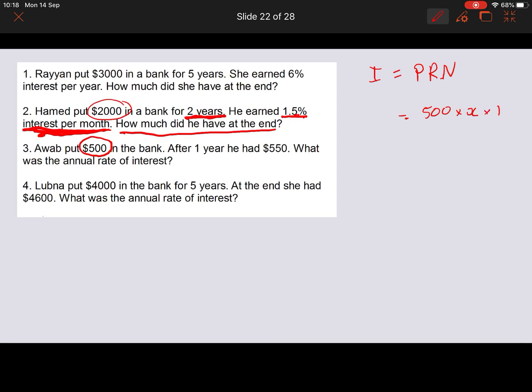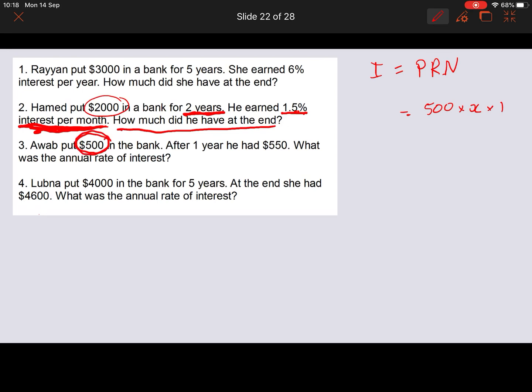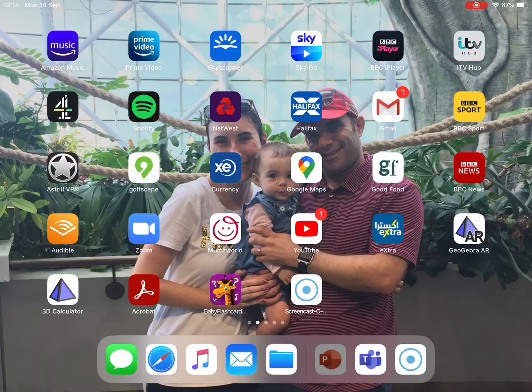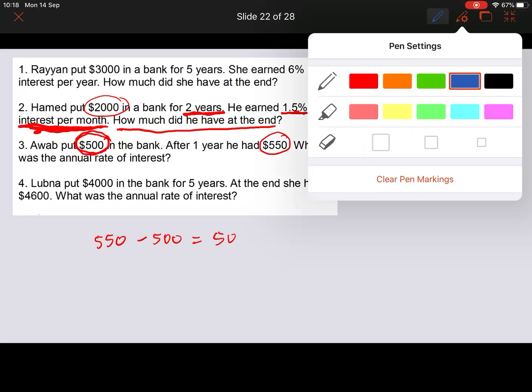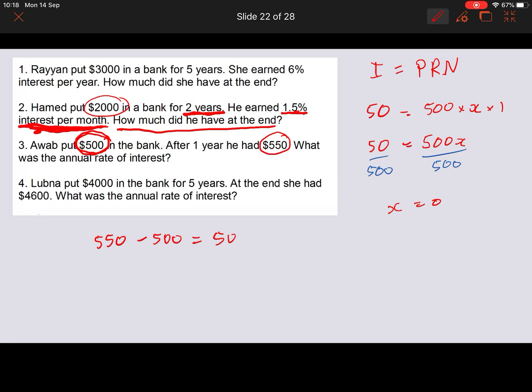Okay. We know it happened after 1 year, so that's the time. And we want to know the annual interest rate. So the annual interest rate is X and the number of years is 1. But what's the amount of interest? Well, he started with 500 and he finished with 550. So we must have earned $50 in interest. So 50 is equal to, let's simplify the right-hand side of the equation, it's 500x.